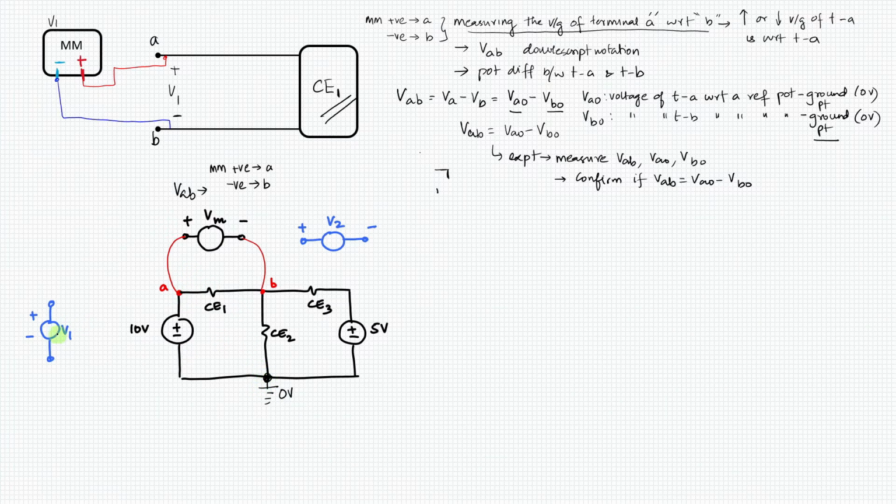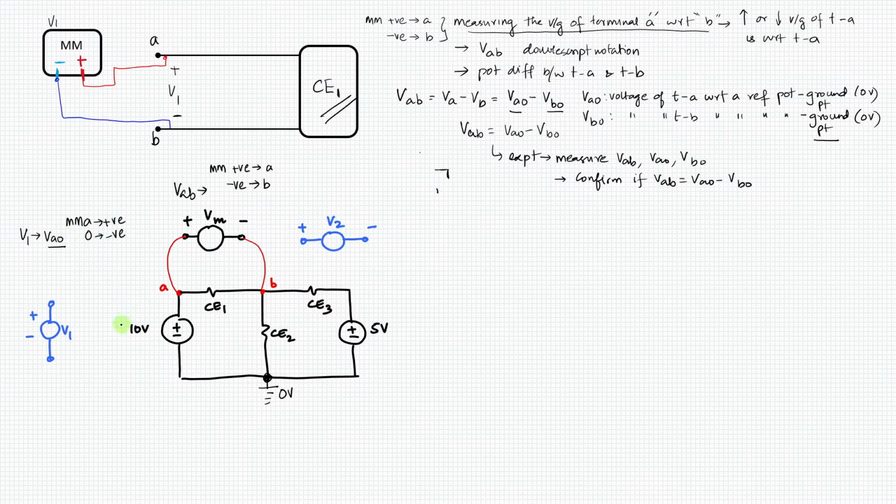For that, I have used another voltmeter, which is V1. So V1 is going to measure VA0. As per the double subscript notation, I am measuring the voltage of A with respect to 0 volt. So what will be the multimeter connection? A will be connected to positive, right, and 0 will be connected to negative.